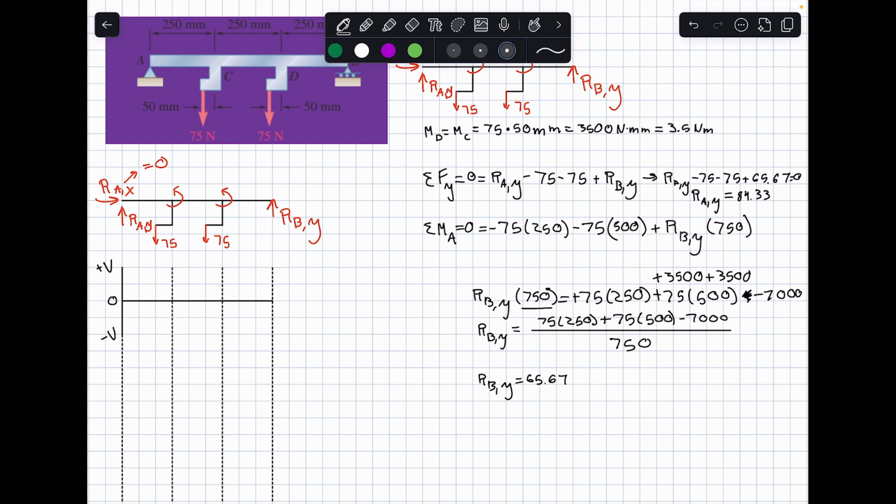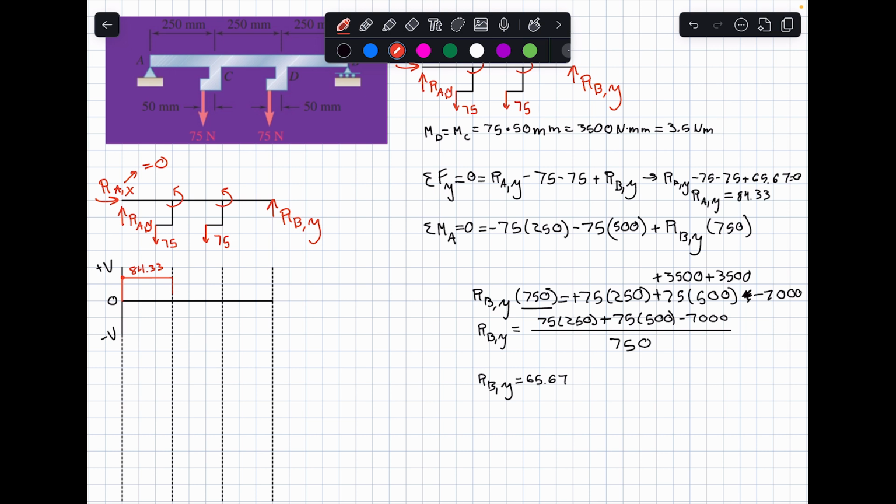All right, now that we have that drawn, I'm going to switch back to red, and we're going to start putting our shear forces in here. At this location right here, we have that reaction at A in the y direction, and it is going to be equal to what we just solved for. So we're going to go vertically in the positive direction, and that's going to be 84.33. Then we're going to come to the right, and at point C, we have a downward force of 75. And then 84 minus 75 is going to come out to 9.3.